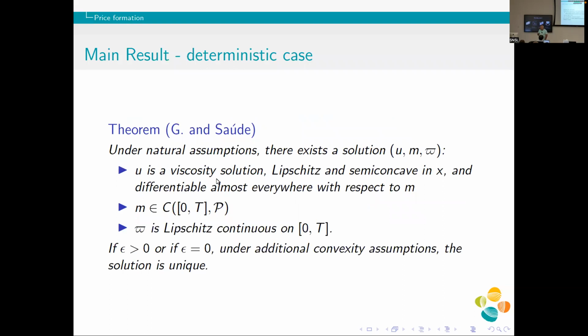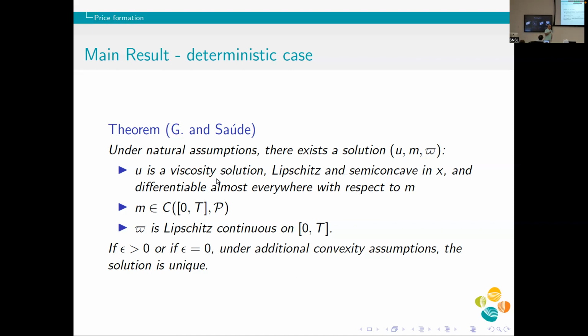And what I proved with my student João Saúde some time ago is that, under natural assumptions, by which I mean minimal convexity, coercivity, and smoothness assumptions on the various ingredients, we have a solution. We use a viscosity solution, it's Lipschitz and semi-concave, and we have a distribution of agents and a price. And if we have additional convexity assumptions, so that everything involved is convex in spirit, then you do have uniqueness and additional smoothness.